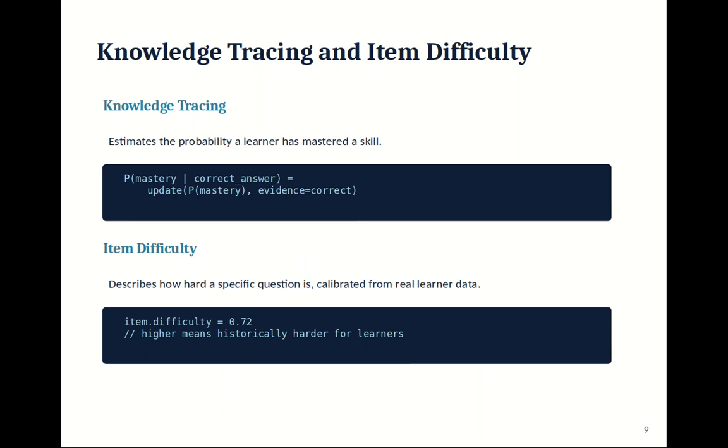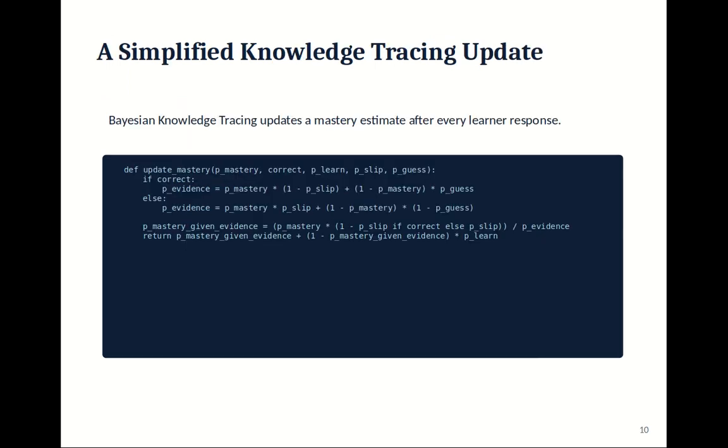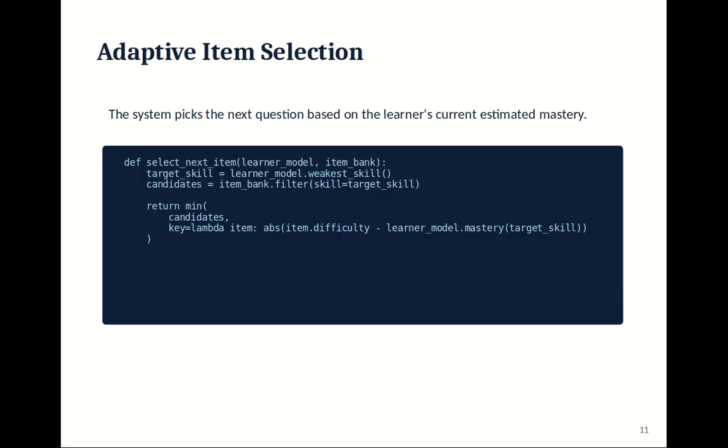Knowledge tracing and item difficulty. Knowledge tracing estimates the probability a learner has mastered a skill. Item difficulty describes how hard a specific question is, calibrated from real learner data. A simplified knowledge tracing update: Bayesian knowledge tracing updates a mastery estimate after every learner response. Adaptive item selection: a system picks the next question based on the learner's current estimated mastery.